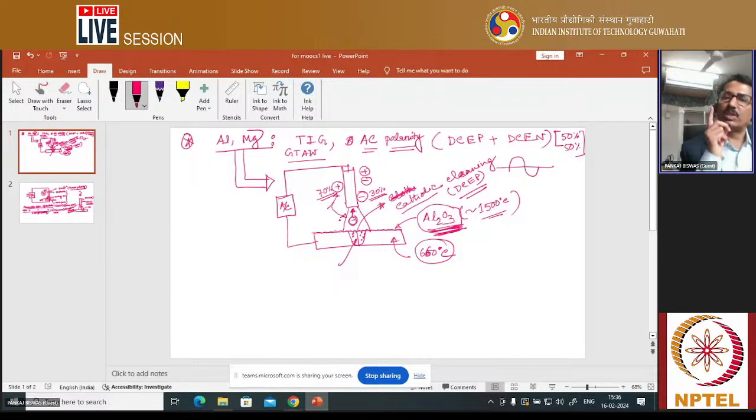Apart from this, you should keep this in mind. What type of inert gas is used? Because TIG welding means tungsten inert gas. For aluminum and magnesium welding, always keep in mind that argon gas is more popularly used, because argon gas creates more sputtering effect, which increases the cathodic cleaning operation. That's why argon inert gas is used for aluminum or magnesium alloys. You should keep this in mind.